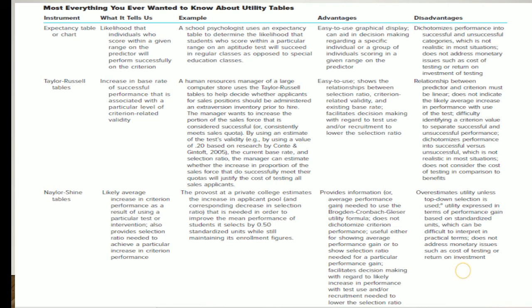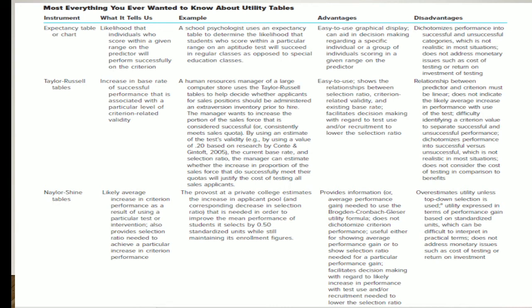So the expectancy table or chart tells us about the likelihood that individuals who score within a given range on the predictor will perform successfully on the criterion, while the Taylor-Russell tables tell us the increase in base rate of successful performance that is associated with a particular level of criterion-related validity. While the Naylor-Shine tables tell us the likely average increase in criterion performance as a result of using a particular test or intervention, and also provide the selection ratio needed to achieve a particular increase in criterion performance.